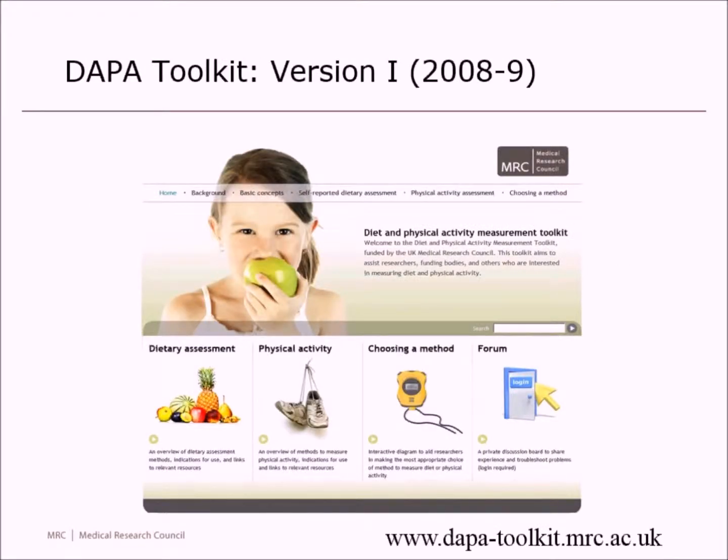So, with that in mind, this was developed about 5-6 years ago now. DAPA stands for Diet and Physical Activity Assessment. So the DAPA Toolkit, as we call it, was developed some years ago in Cambridge by the Nutrition Research Centre there, and they came up with a relatively simple website. It's very useful. It's very popular, but it provides quite limited methodological information on how to measure diet and physical activity.